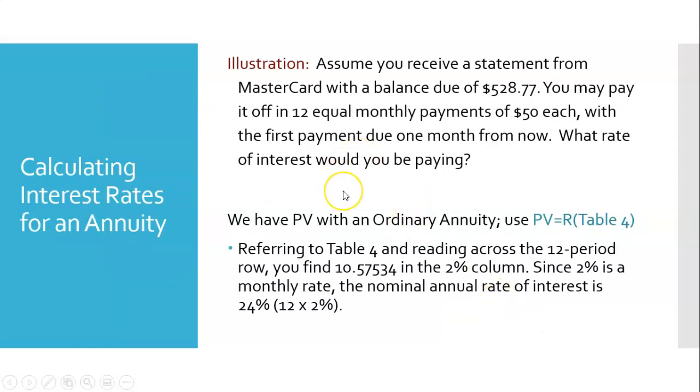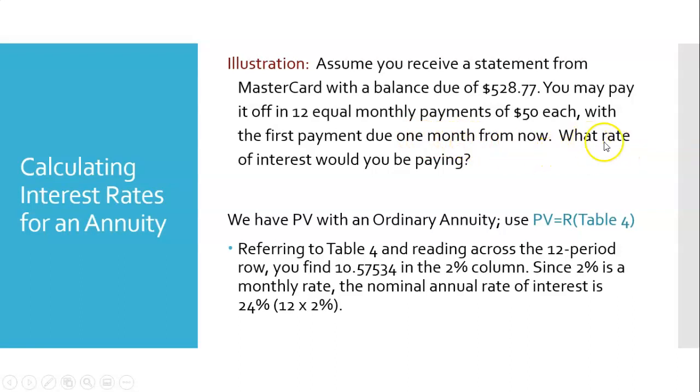What if we need to calculate the interest rate? You have a MasterCard balance due of $528.77. You can pay it off in 12 equal monthly payments of $50 each. So that's our rent, our equal payment, $50, and that's 12 periods. It doesn't matter if the period's a month or a year, 12 periods. The first payment is due 1 month from now, at the end of the month, in other words. So that would be an ordinary annuity.